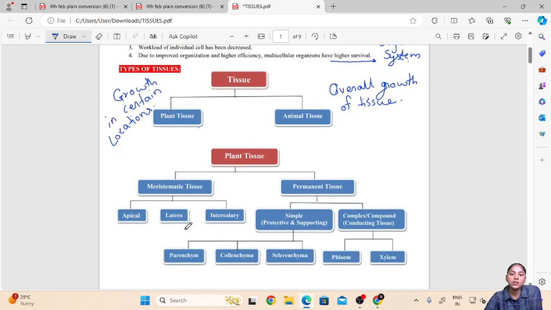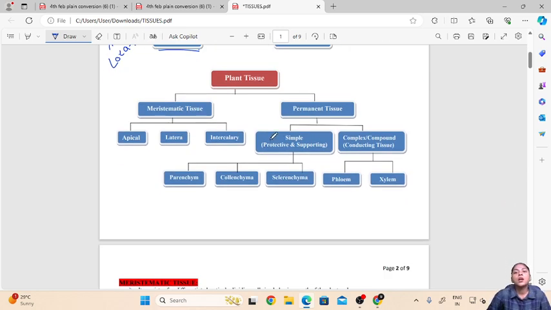Now based on this we will first see plant tissues. Now plant tissues are classified into two types: meristematic tissues and permanent tissues.